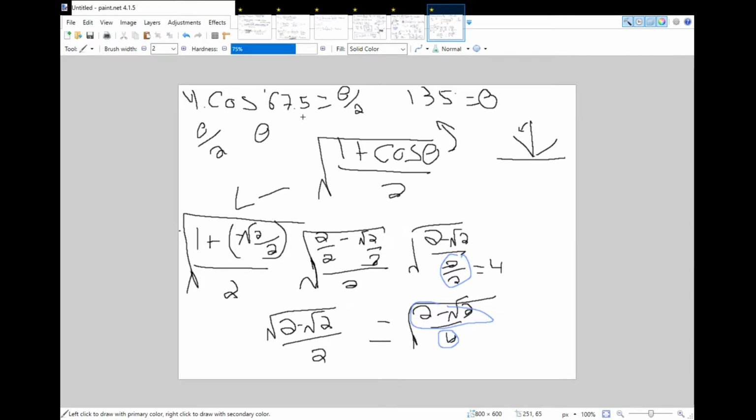And it's 67.5, so it would be in quadrant 1. It'd be in this quadrant, so it is positive. So cosine 67.5 degrees is equivalent to positive this. There you go. That's how you do number 4.